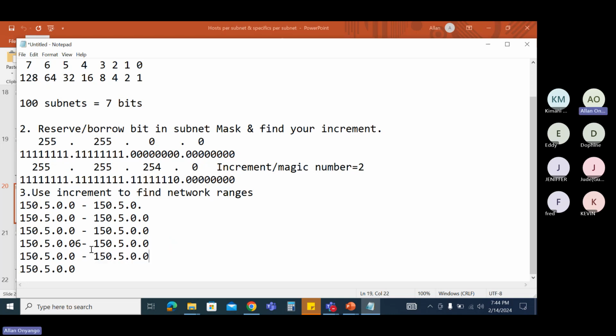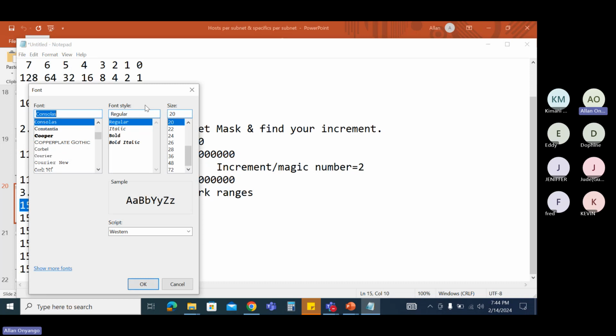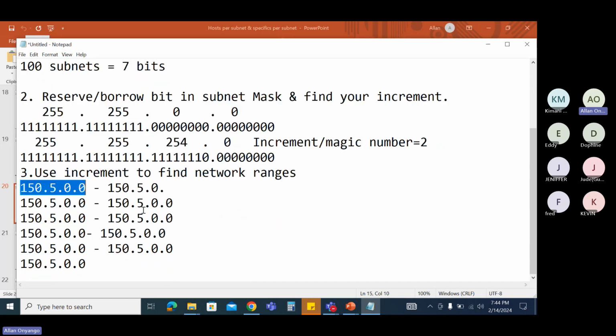All right, so check this out, guys. There's a bit of confusion here. Let's look at this as our original IP. This is our original IP. Let me just increase the font, I want everyone to see. You can see it clearly now, isn't it? Very good.